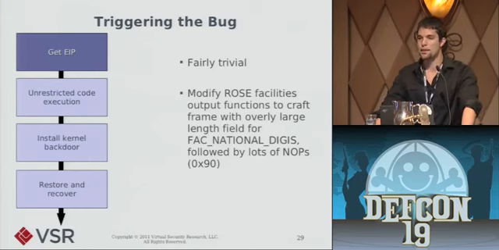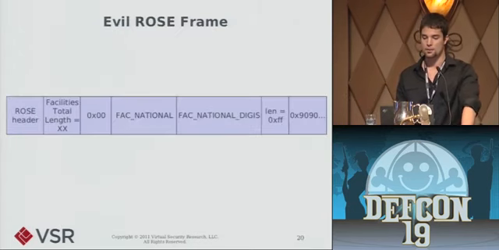What I did was essentially cannibalize the ROSE kernel module that already existed so that whenever I made a connection to someone, it would send out my evil ROSE frame instead of a normal one. And this evil ROSE frame just had this particular facility field that was vulnerable, followed by a too-big length value, and then a bunch of no-op instructions just for the sake of testing to see if I could actually trigger it. This is what the frame looks like.